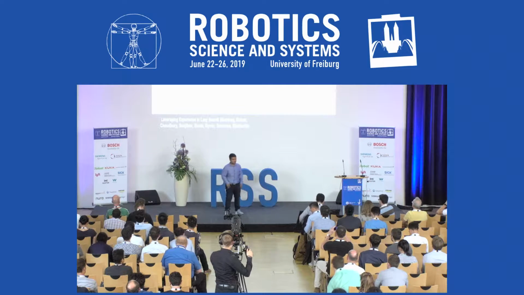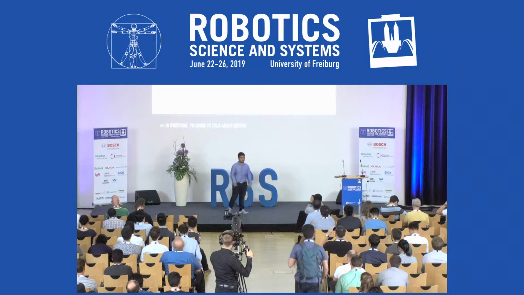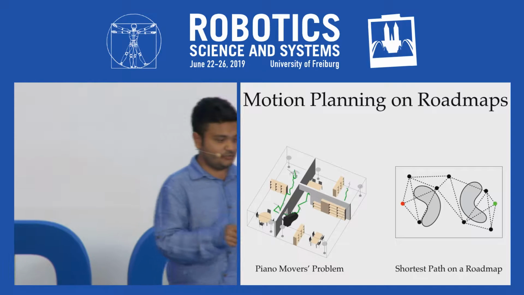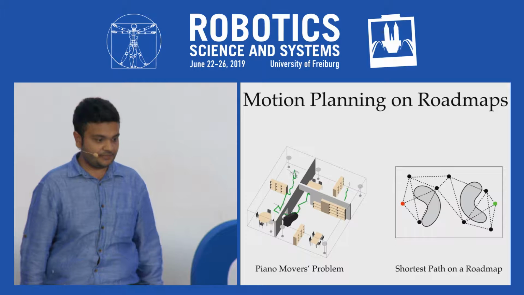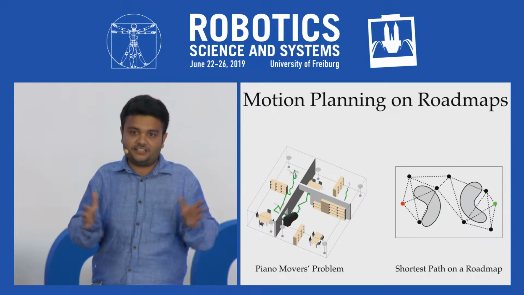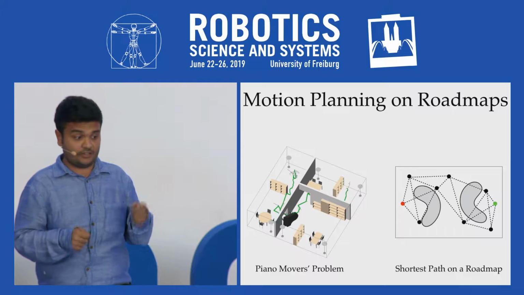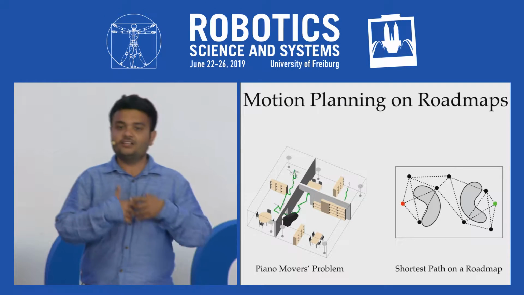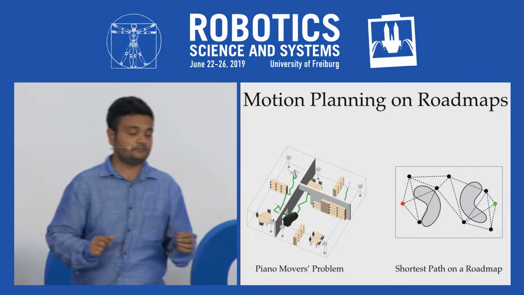Hi, everyone. I'm going to talk about motion planning. So robot motion planning is often formalized in terms of the piano movers problem, where the task is to move a piano from one room to another and find a collision-free path for it. And one way to formalize this problem is to find the shortest path on a roadmap, where the nodes are the robot configurations and the edges are motions between them. And we use some sort of graph search to find the shortest feasible path on this graph.